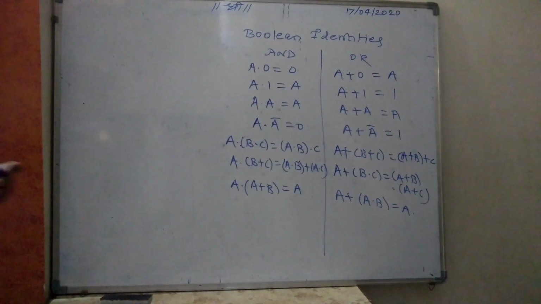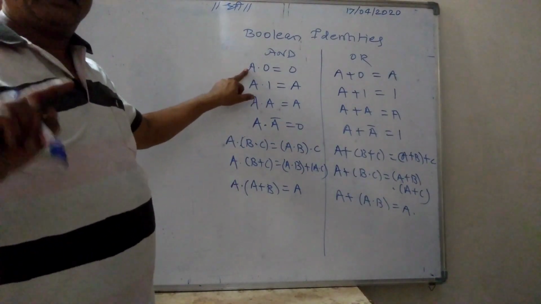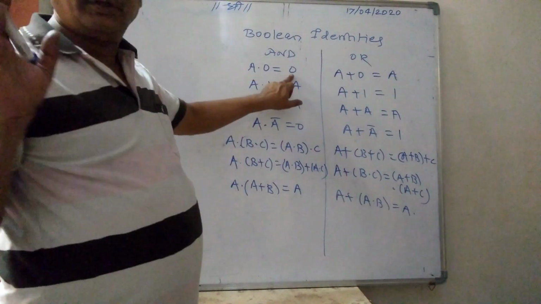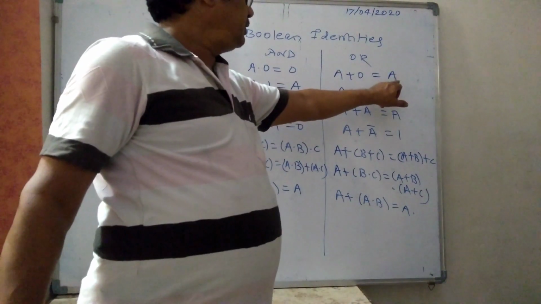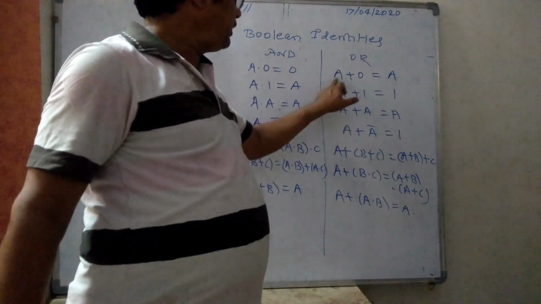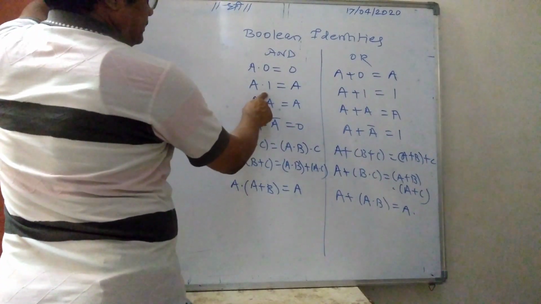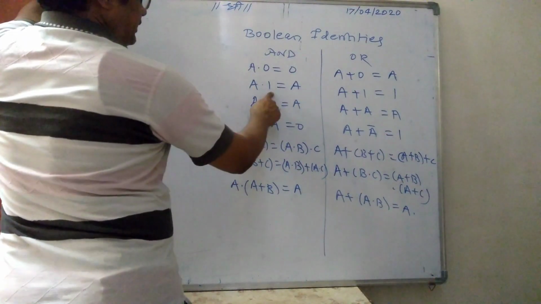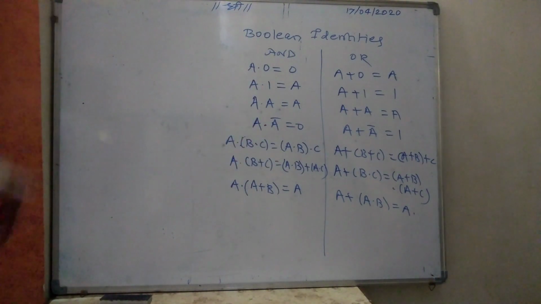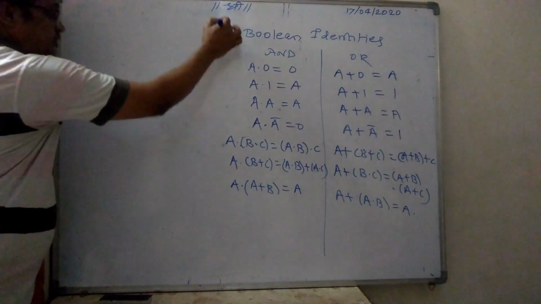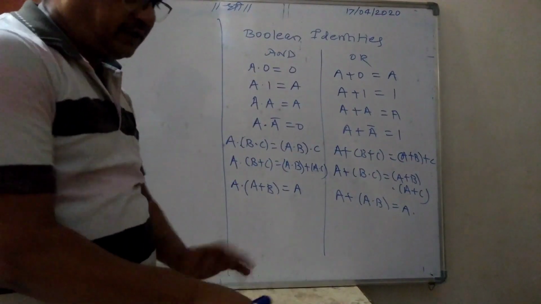Now all these identities can be proved by using A either 0 or 1. 0.0 is 0, 1.0 is 0. 0 plus 0 is 0 means A, 1 plus 0 is 1 means A. Right? 0.1 is 0 means A, 1.1 is 1 means A, and so on. We can use the variables as 0 and 1 and we can prove the identities. So using these identities, we can simplify a logical equation and represent it using gates.